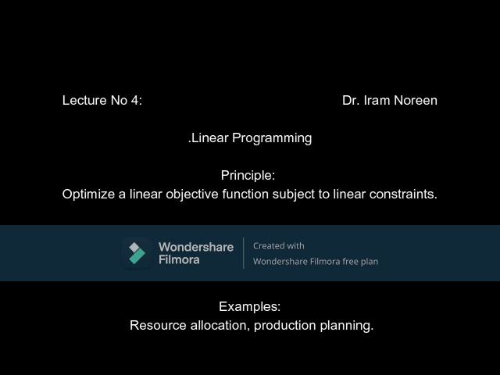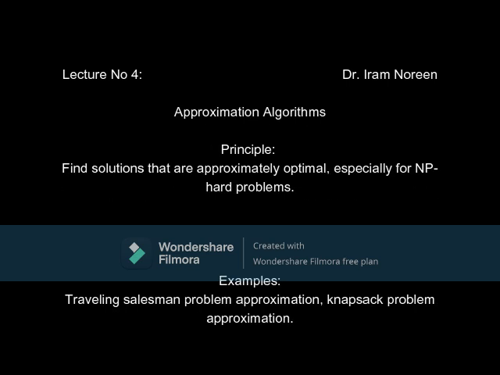Linear programming. Principle: optimize a linear objective function subject to linear constraints. Examples: resource allocation, production planning.